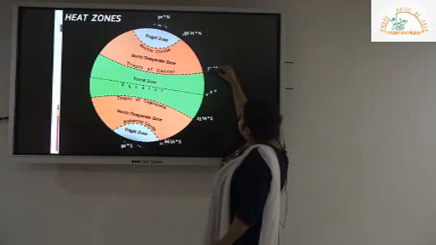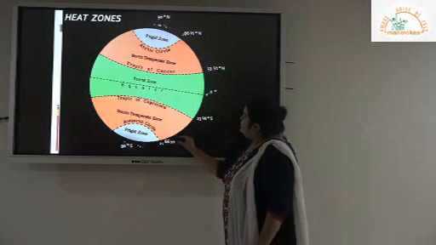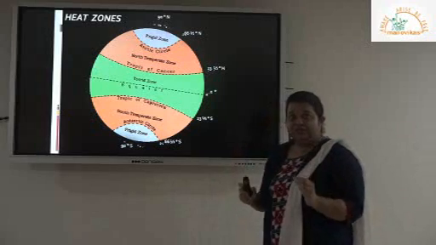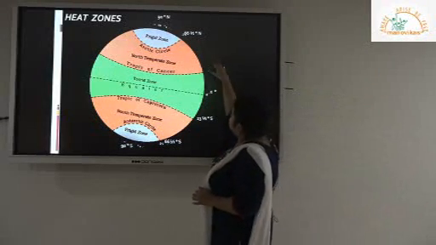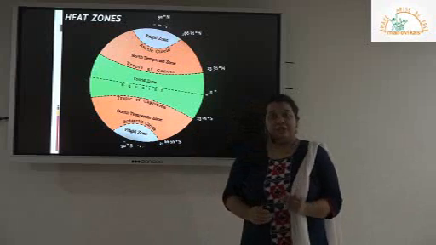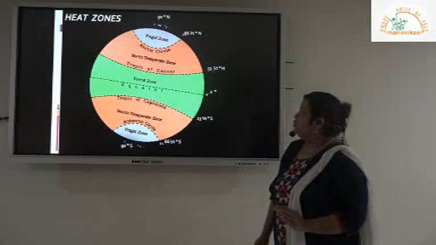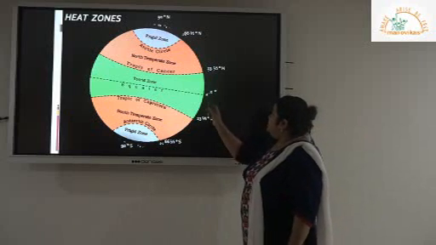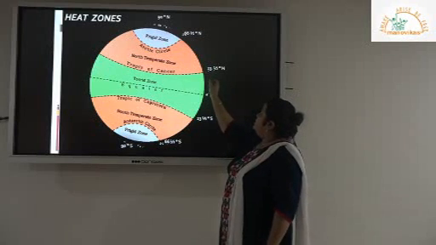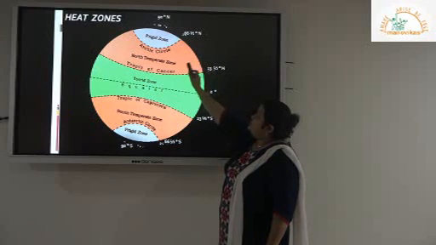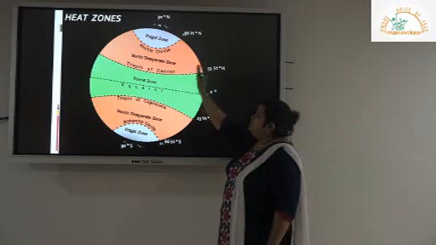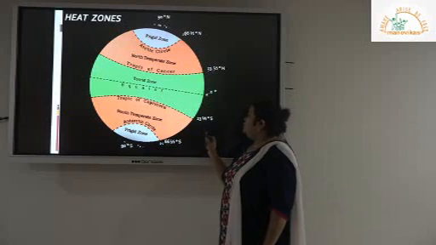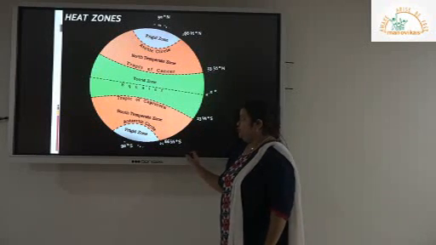Then if you check, places beyond the tropics have a curvature. Because of the curvature, the intensity of heat reduces as it spreads the heat, so the temperature becomes neither too hot nor too cold. So this region experiences a cooler type of climatic condition. It lies between 23.5 degrees north and 66.5 degrees north, which is your north temperate zone, and the south temperate zone lies between 23.5 degrees south and 66.5 degrees south.